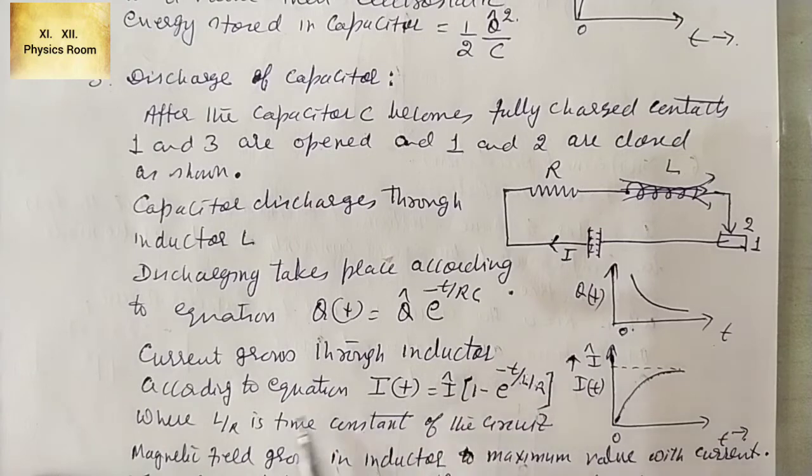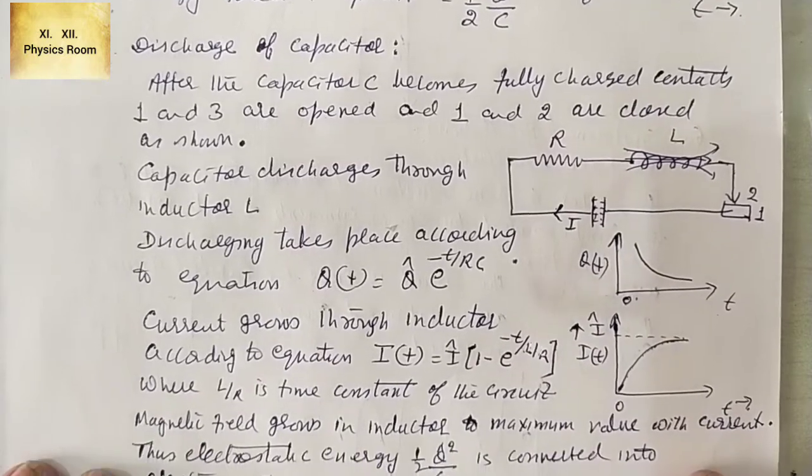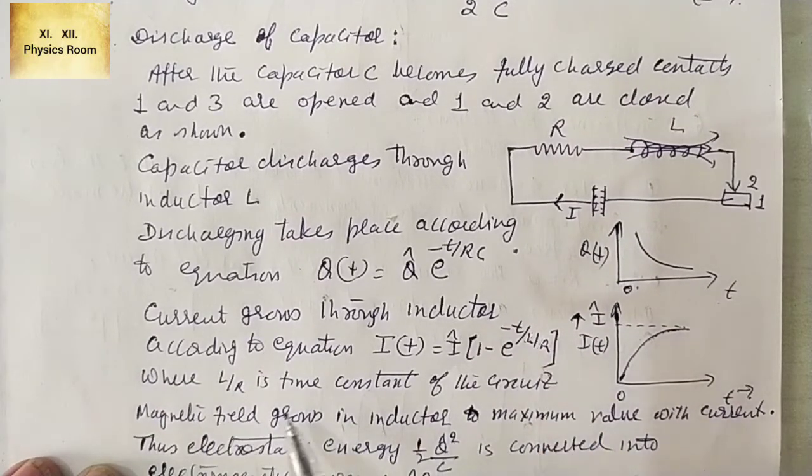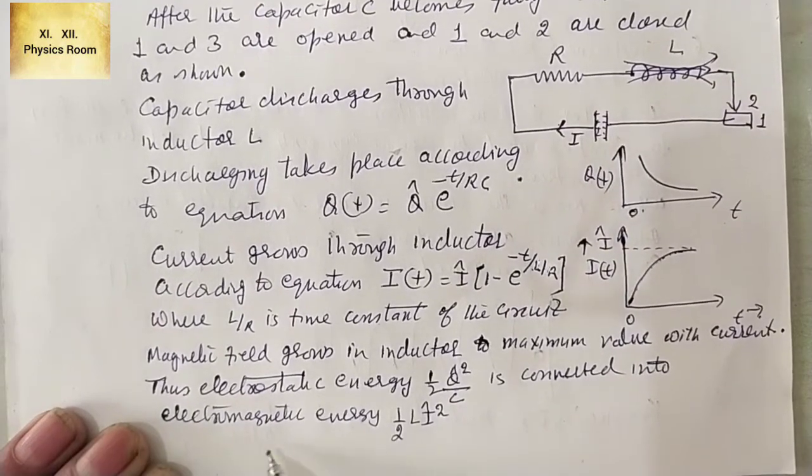Now current grows through the inductor according to the equation I(t) is equal to I max into 1 minus e raised to power minus t divided by L by R. And current grows like this to maximum value I max with time, where L by R is the time constant of the circuit. Now the magnetic field grows in the inductor to maximum value with current. Thus electrostatic energy half Q max square by C is converted into electromagnetic energy half L I max square.